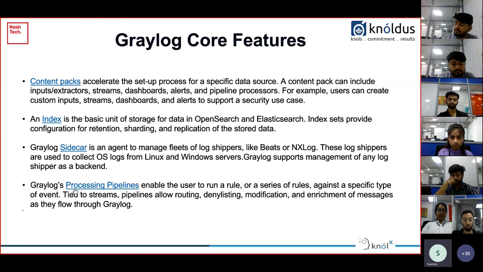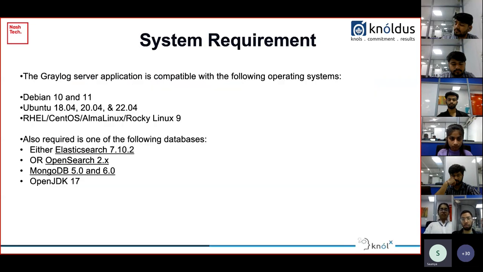We have processing pipelines as well. Graylog provides pipelines, which enable the user to run a rule or a series of rules against a specific type of event. Type 2 streams, pipelines allow routing, deny listing, modification, and enrichment of messages as they flow through Graylog. So these are the core features that Graylog provides. But apart from these, there are also a lot of features that Graylog provides with the enterprise version. Currently we are talking about the common features only, which are supported by the open source version as well.